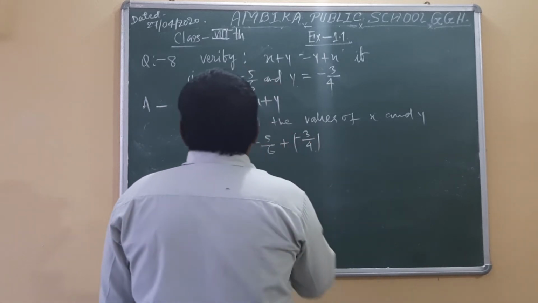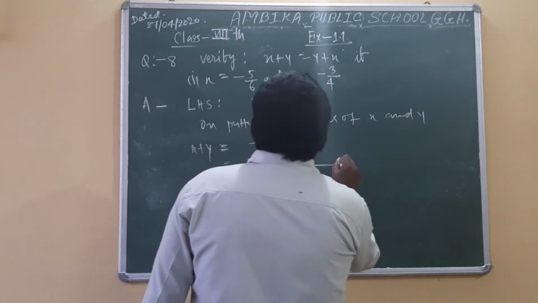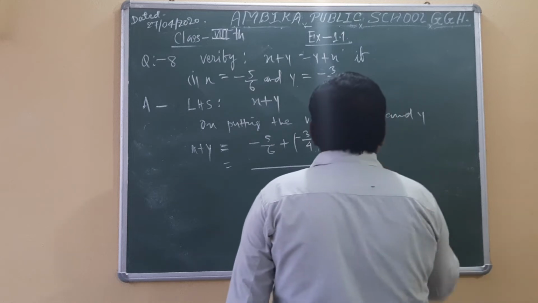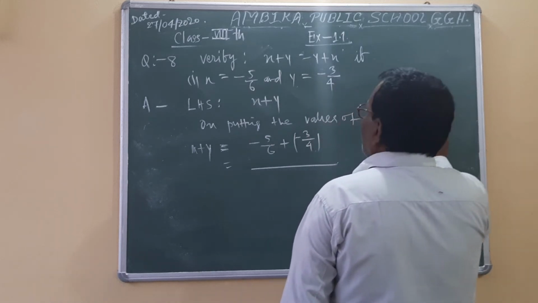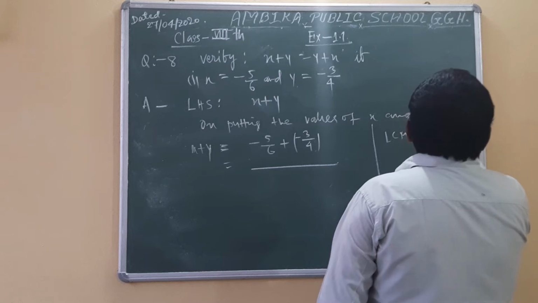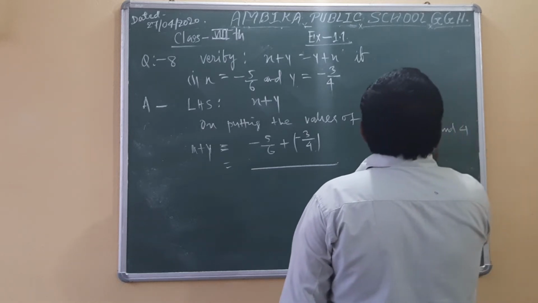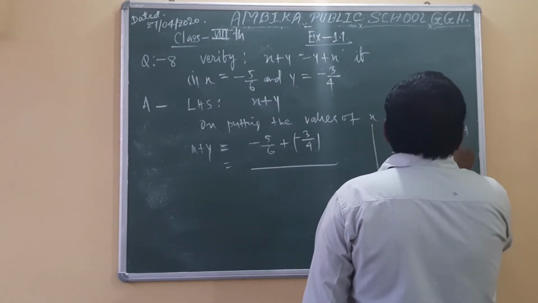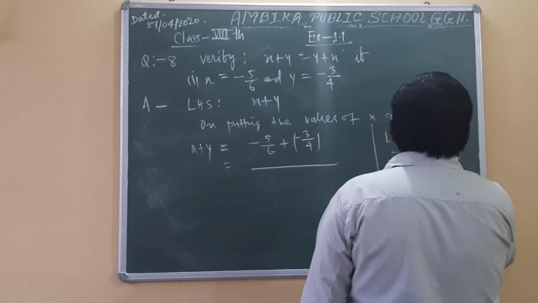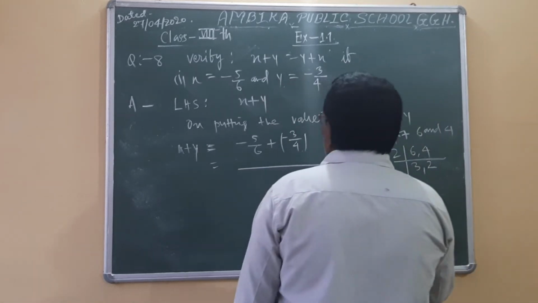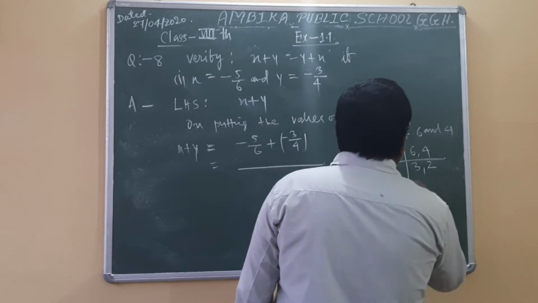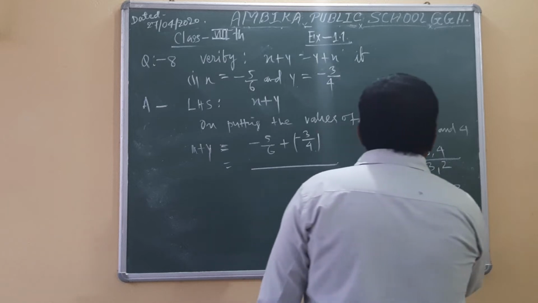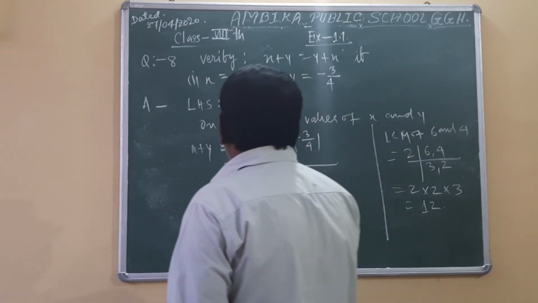Is equal to. We take LCM of 6 and 4. LCM of 6 and 4 is equal to 2 into 3 into 2, which is equal to 12. So we write 12.